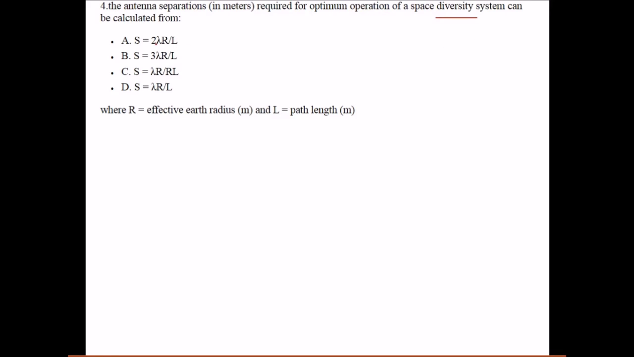And antenna separation in meters, which is required for optimum operation of space diversity system, can be calculated from. Now R is effective earth radius, L is the path length. Means if these are two antennas, and we need to find out the antenna separation in meters, which is required for optimum operation of a space diversity system. The option is 3 lambda R by L, where lambda is the wavelength, R is the effective earth radius, and L is the path length between 2 points.